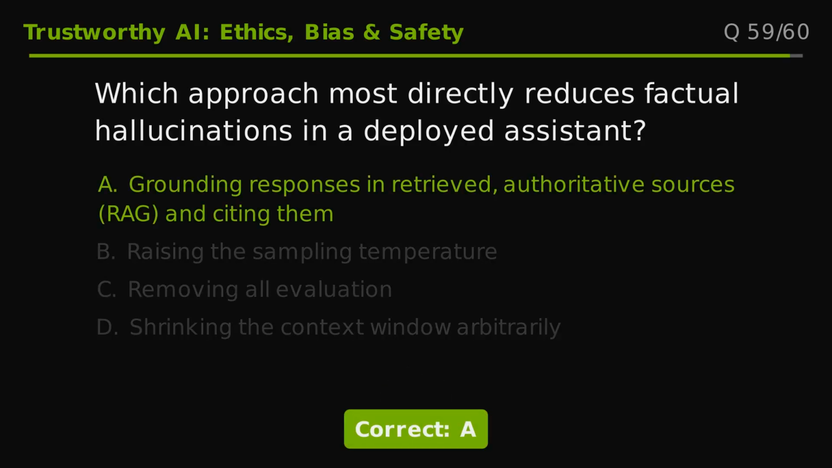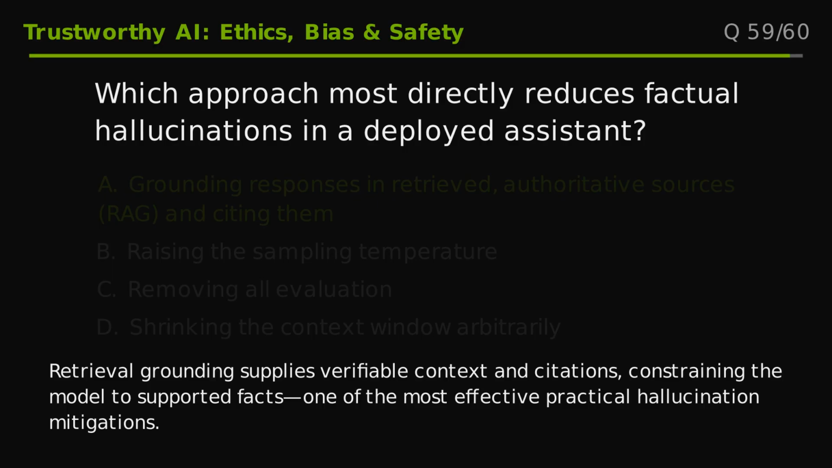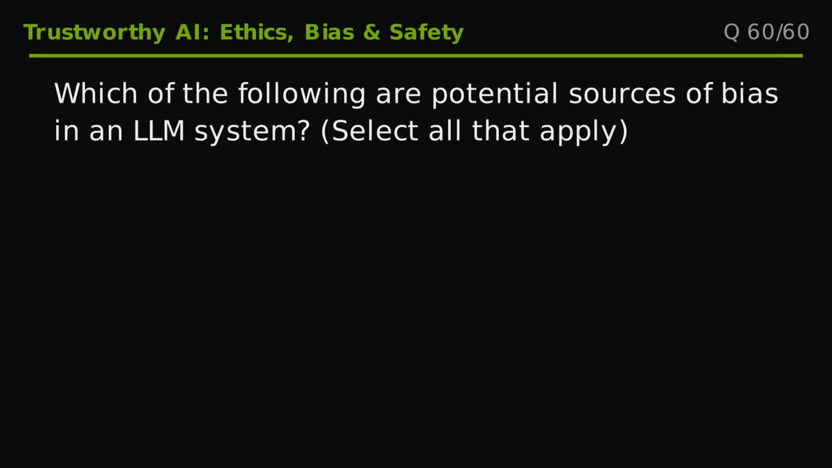The correct answer is A. Retrieval grounding supplies verifiable context and citations, constraining the model to supported facts, one of the most effective practical hallucination mitigations. Question 60. Which of the following are potential sources of bias in an LLM system?